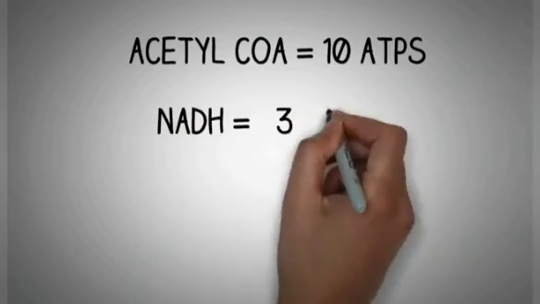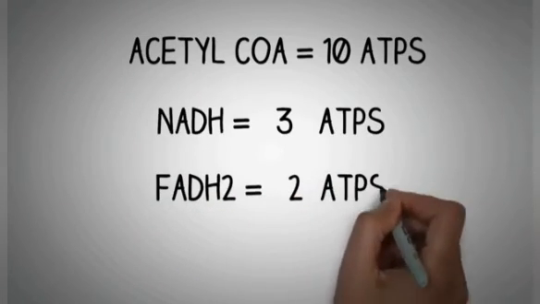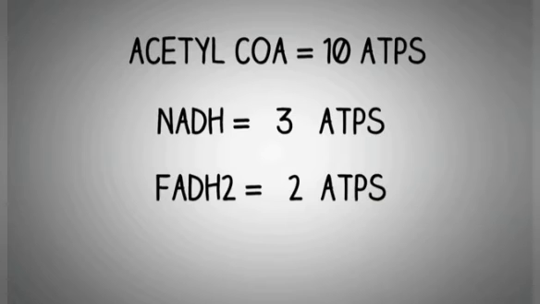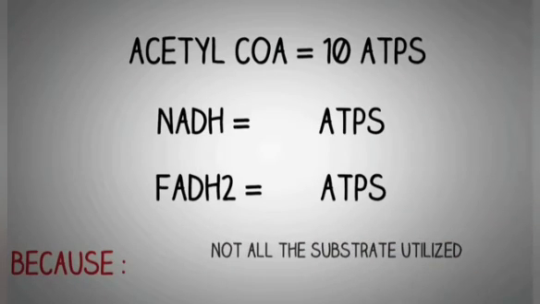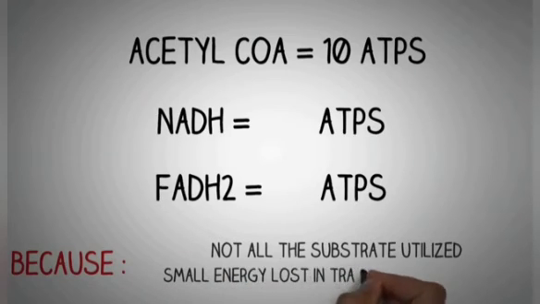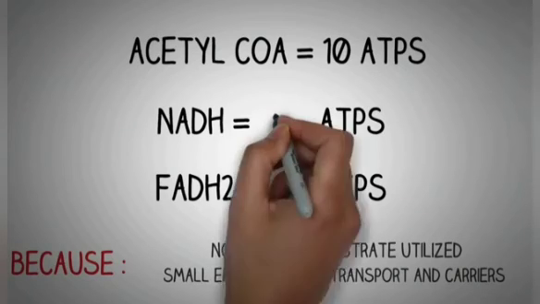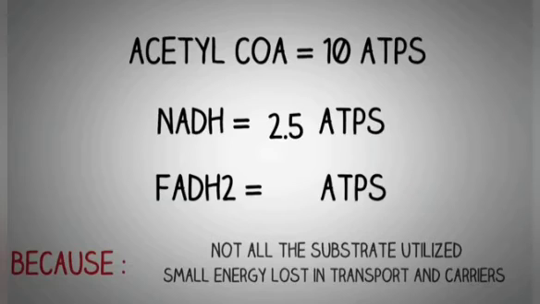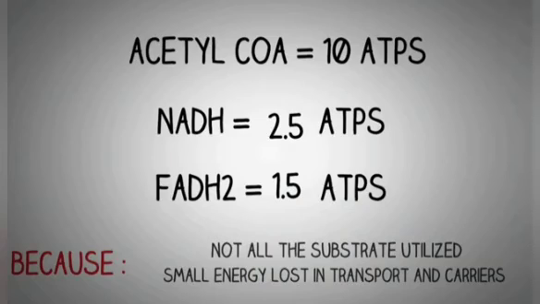1 molecule of NADH is equivalent to 3 ATPs and 1 molecule of FADH2 through the electron transport chain gives 2 ATPs. But this is rarely the situation because not all of the time all the substrate is utilized in the electron transport chain, and also a small amount of energy is lost in transport and carrier proteins. So for energy calculation, we take 1 NADH as 2.5 ATPs and 1 molecule of FADH2 as equivalent to 1.5 ATPs.